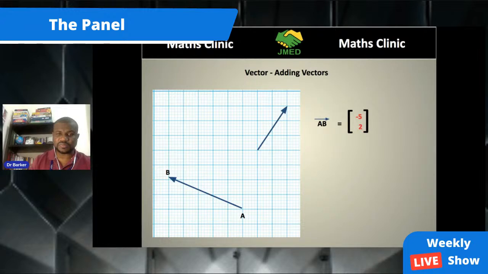If you have another vector, and this one is PQ, and let's say PQ is going to be quite straightforward. Who knows the answer for PQ?